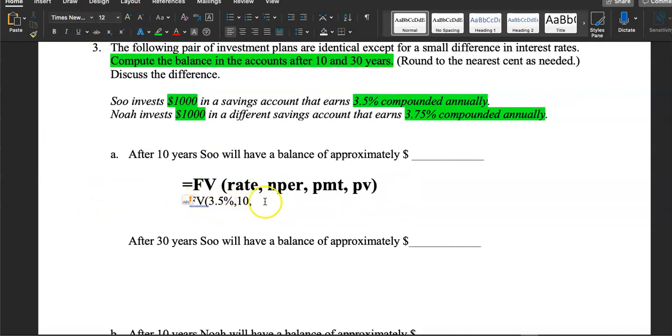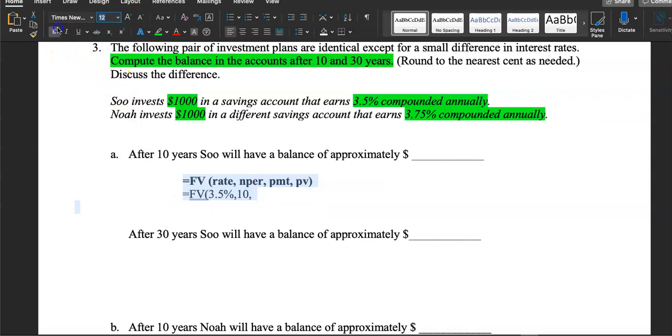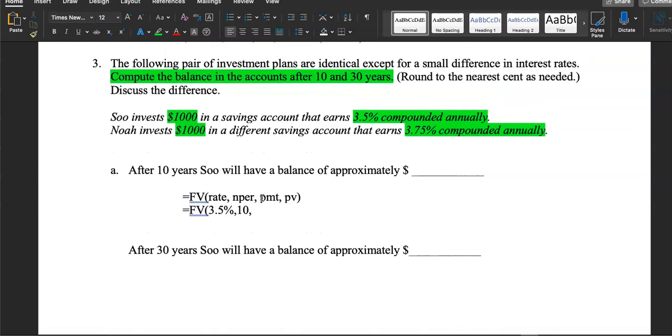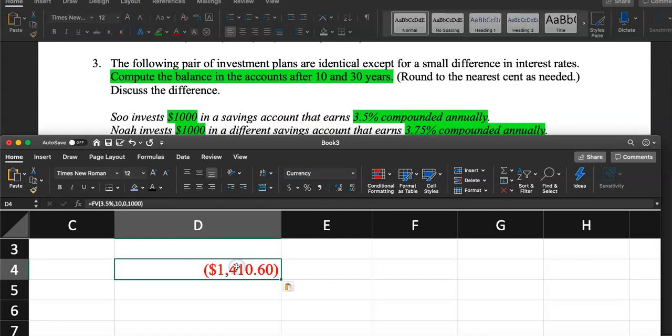All right. So let me try to make the same size at least, so that I can make them both size 12 font. All right. So rate is 3.5%. NPER is 10. Payment: is Sue making any payments? No, right? Sue's not making any payments, but her present value is $1,000. You see, she's putting $1,000 in today into her savings account. So if I go ahead and enter this into my Excel, I'll be able to figure out what her future value is going to be.